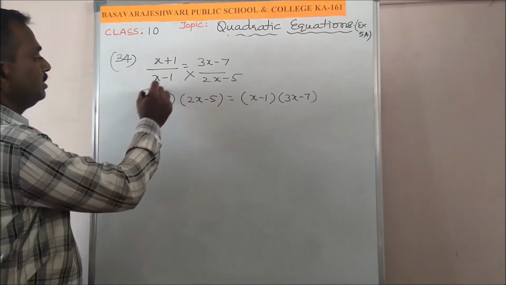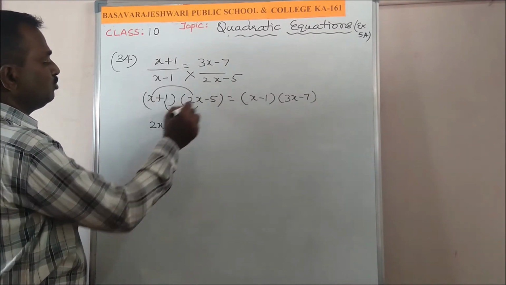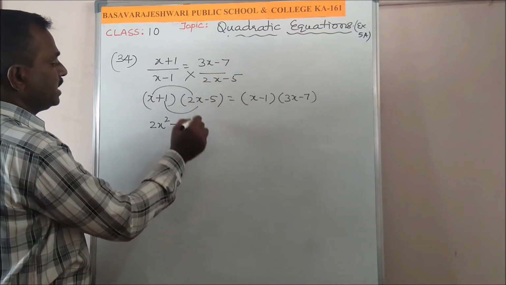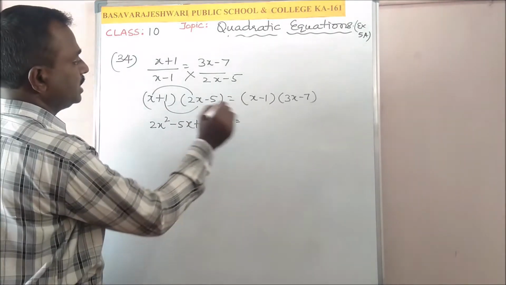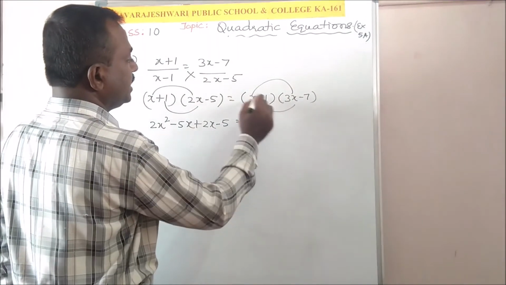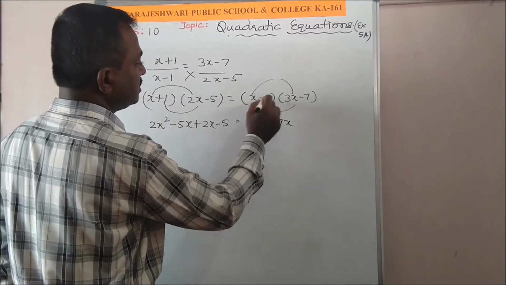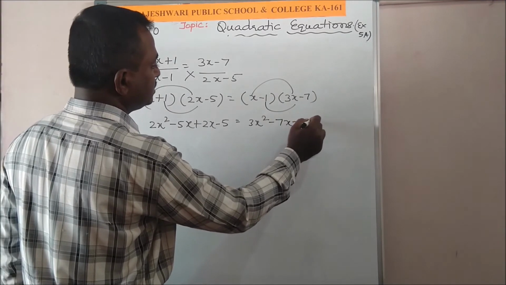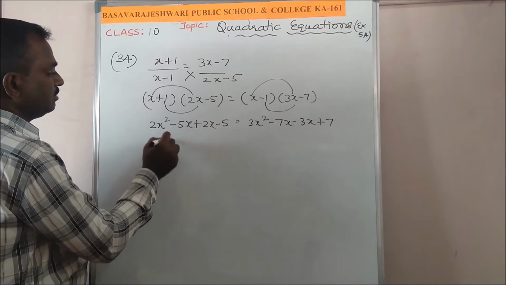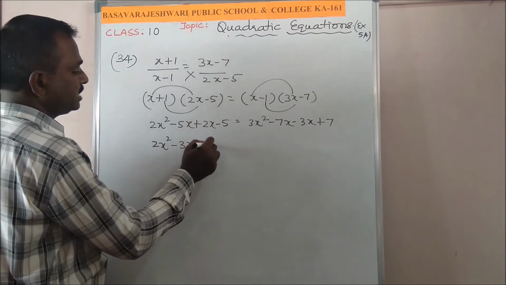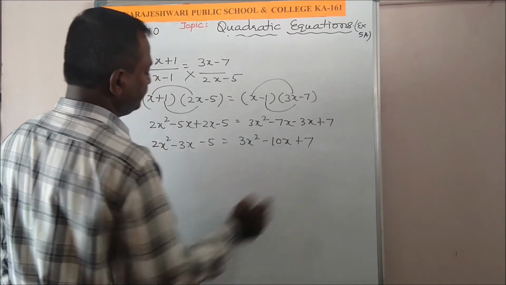Multiply. x into 2x, 2x square; x into minus 5, minus 5x; 2x into 1, 2x; plus 1 into minus 5, minus 5. And x into 3x, 3x square; x into minus 7, minus 7x; minus 1 into 3x, minus 3x; minus into minus, plus 7. So 2x square minus 3x minus 5 is equal to 3x square minus 10x plus 7.